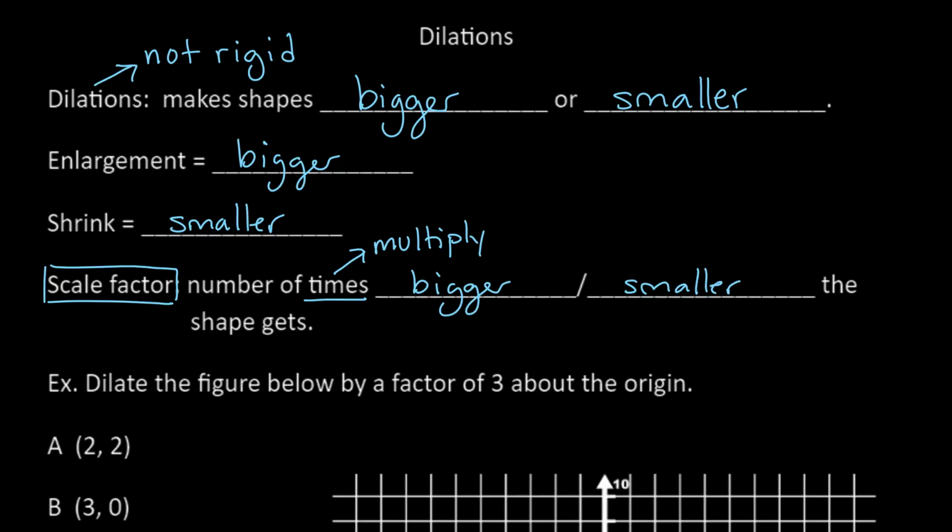Now if I use S for scale factor, if I'm trying to make something bigger, the scale factor is going to be what to 1? Bigger than 1. And the scale factor for smaller will be less than 1. Good.